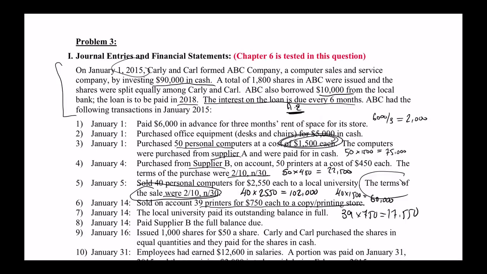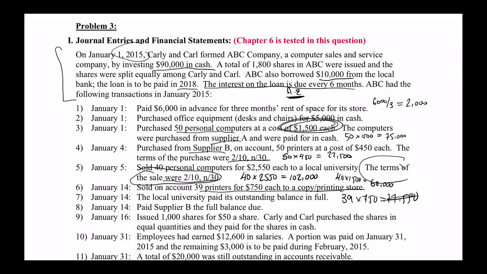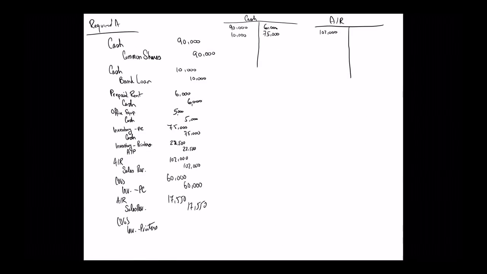Sorry, I put the wrong number here. 39 times 750 is actually 29,250. So we're going to fix that over here on our journal entries.